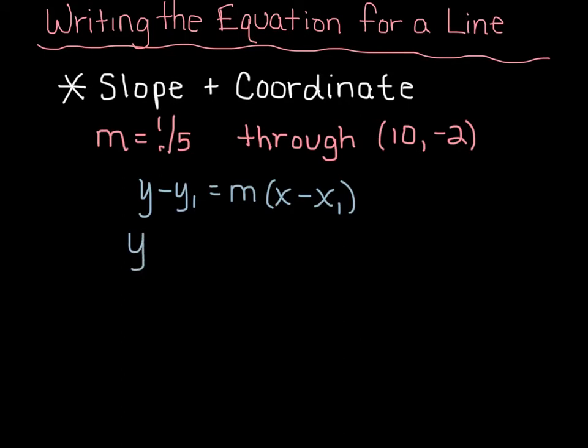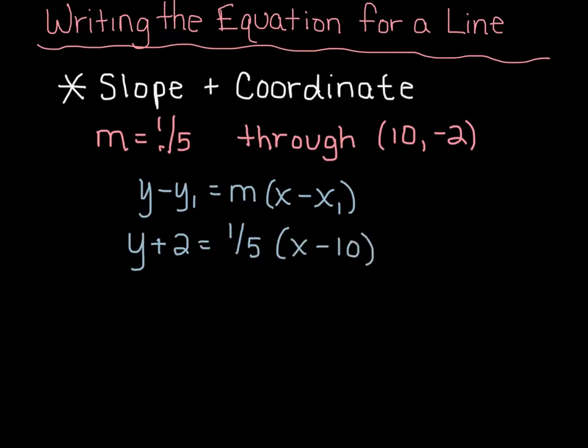I'm going to do y minus my y1. x1 and y1 are my coordinates, the numbers in my coordinate. And remember, the second one is my y. So I'm really doing y minus -2. Those two negatives are going to join together and make a positive. So that's really going to be y plus 2 equals m, which is 1/5, x minus 10.